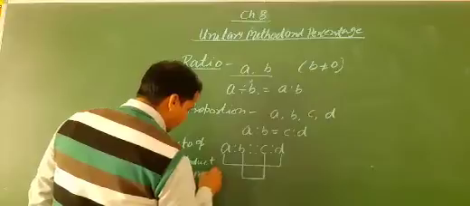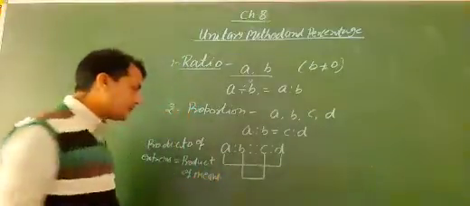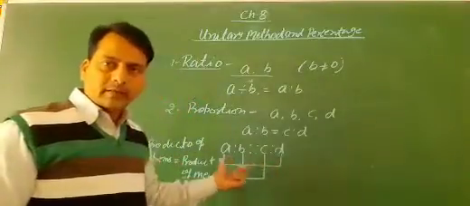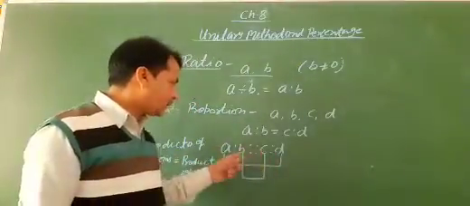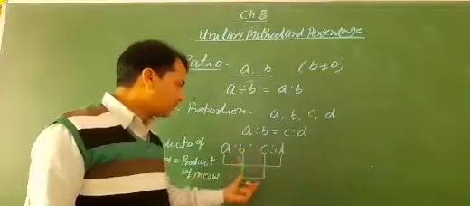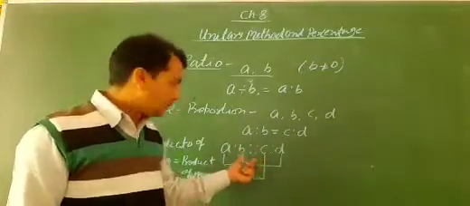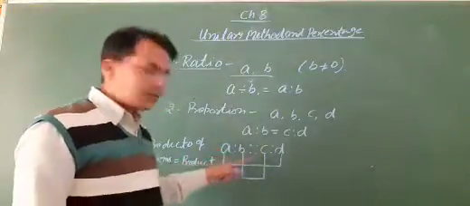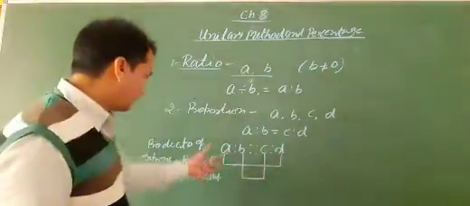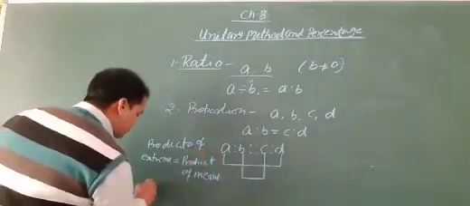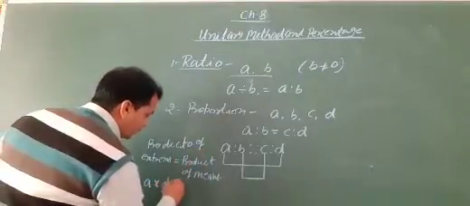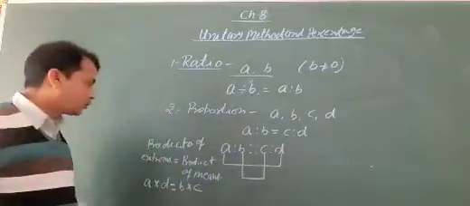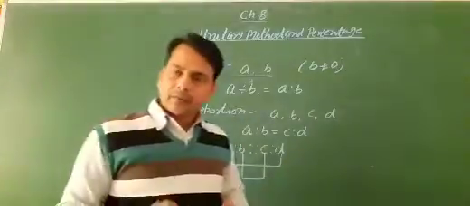So it is clear that the first position and fourth position numbers are called the extreme positions, and the second and third numbers, that is the middle terms, are called the mean positions. So the product of extremes equals the product of means, then a into d equals b into c. So it is clear that the product of extremes equals the product of means.